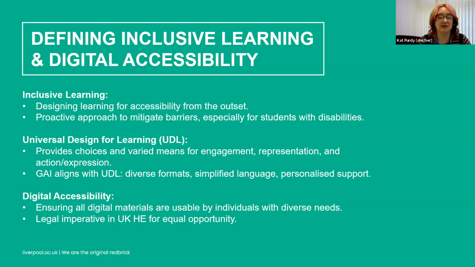And by digital accessibility, this is our commitment to ensuring that all our digital materials can be used by everyone, regardless of their ability. And crucially, in UK higher education, this is not just good practice, it is a legal requirement as well to ensure equal opportunity. So how does generative AI fit into this?